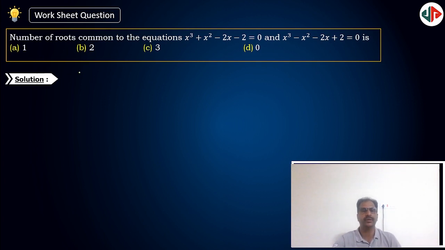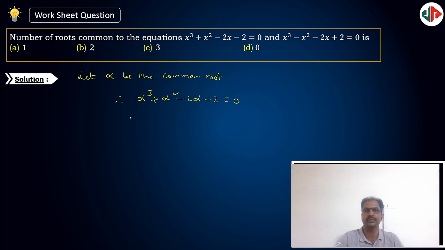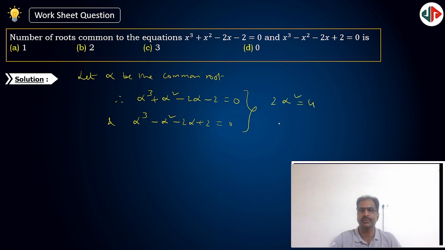Next, number of roots common to the two equations. Let alpha be the common root. Therefore, it satisfies both the equations. So, alpha cube plus alpha square minus 2 alpha minus 2 is equal to 0. Next, alpha cube minus alpha square minus 2 alpha plus 2 is equal to 0. By subtracting these two, you will get 2 alpha square is equal to 4. Alpha square will be 2.